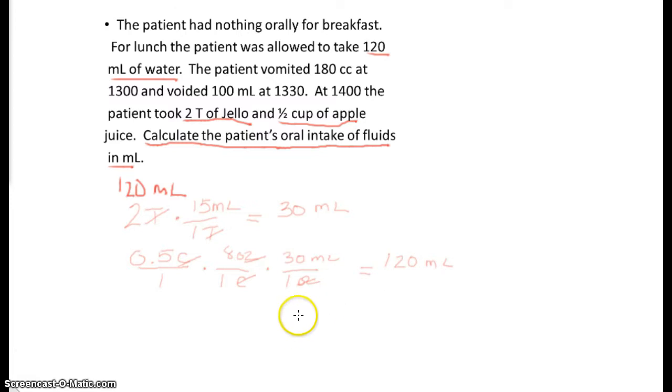Now the problem asks me for the total. I have everything converted to milliliters, so I just need to add my answers. So 120 plus 30 plus 120 gives me a total of 270 milliliters for their oral intake of fluids.